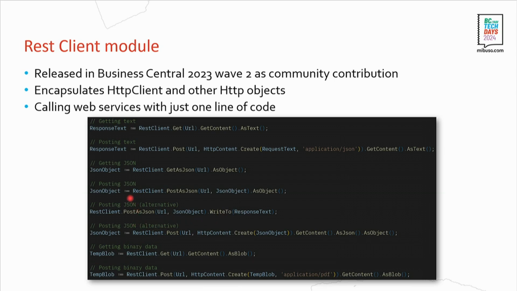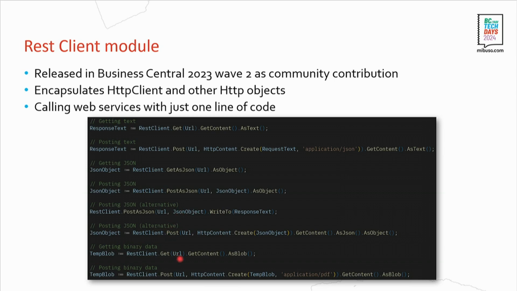Alternatively, what we can also do, if we want to have the text, we post it as JSON with the JSON object. And then, because we get back a JSON token, we can write it directly to the response text. So, turning it into a text rather than JSON. Can store it directly to a field, whatever.